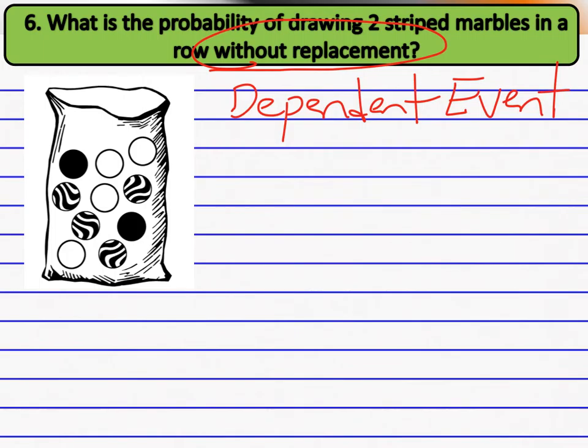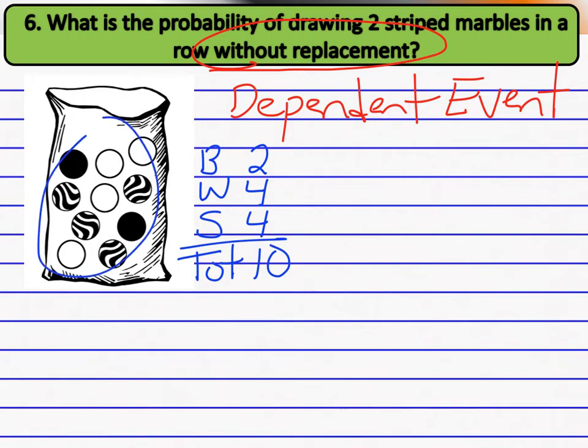So the first thing I want to do is make a list of the contents of this bag. You have 3 different types of marbles. We have black marbles, of which there are 2. You have white marbles, of which there are 4, and striped marbles, of which there are also 4. Very important part, get that total, and the total is 10. Just like in a deck of cards, we've got to know the 52 before we begin. So there are 10 whole marbles in this bag.